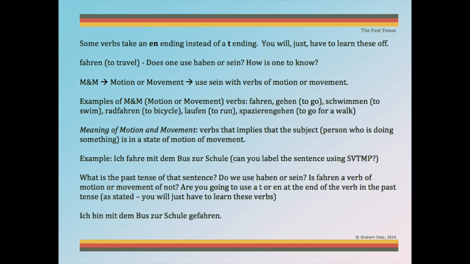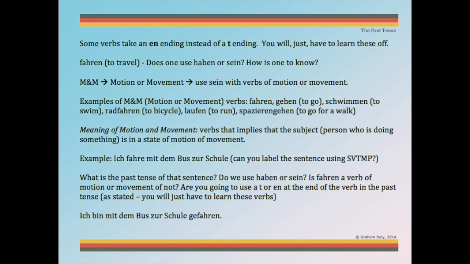Do we use haben or sein? Is fahren, fahre, traveling, a verb of motion or movement or not? It's a verb of motion or movement. So we use the sein list. So ich, and what is the ich form of sein? Ich bin. Ich bin mit dem Bus zur Schule. Okay?